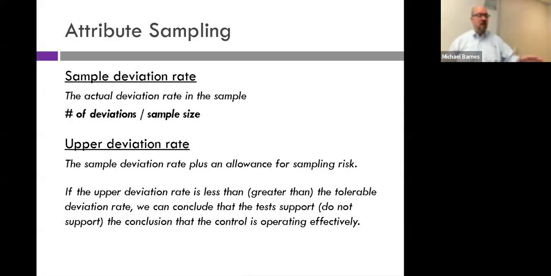Where the fun part comes in is this upper deviation rate. So if my sample deviation rate is 2%, what is my population deviation rate? And the answer is always what we answer in every accounting class when Dr. Barnes asks a question like this. It depends, all right? The answer is we honestly don't know. We can only extrapolate this information based on what we have observed in the sample.